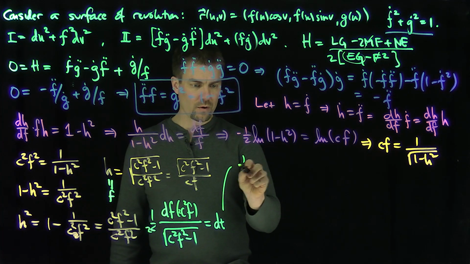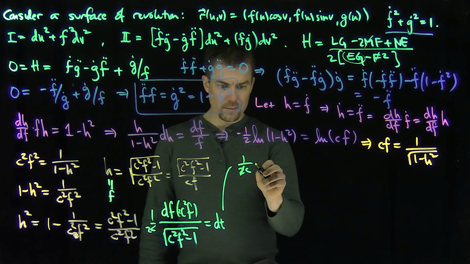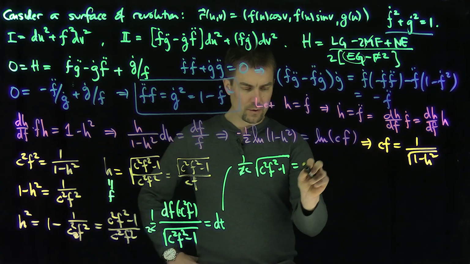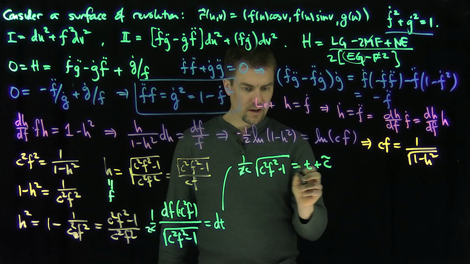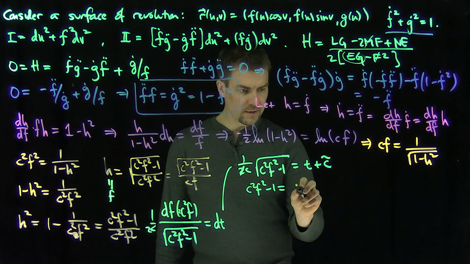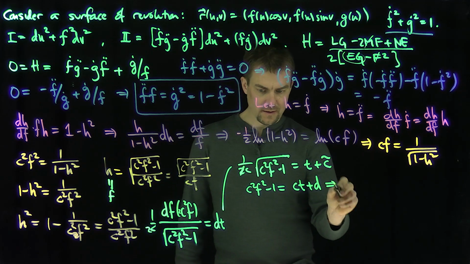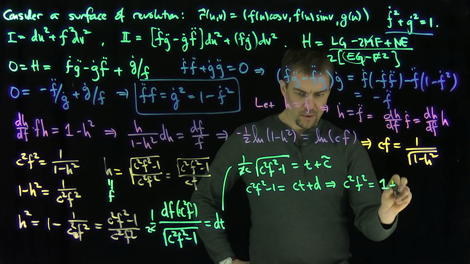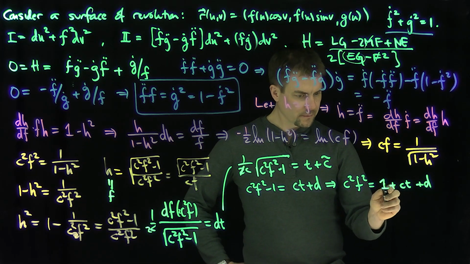Now I get 1 over 2c times the square root, and then the 2 is going to cancel out with the power. I'm going to have the square root of c squared f squared minus 1 is equal to t plus a constant c tilde, okay? And so by multiplying by c and squaring, I'm going to have c squared f squared minus 1 is equal to another constant, (ct plus d) squared. And then we're going to add 1 to that, and so that says that c squared f squared is equal to 1 plus (ct plus d) squared. That's going to be a constant over there. And then divide by c and take the square root.